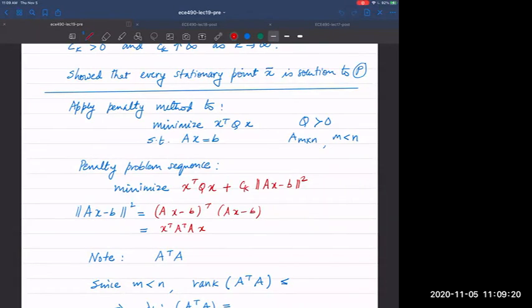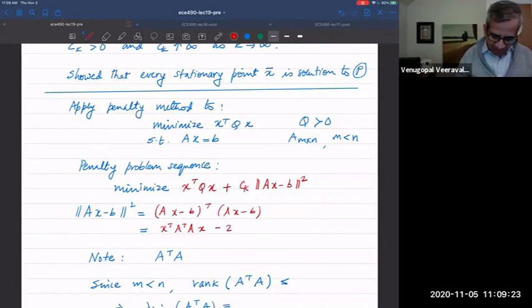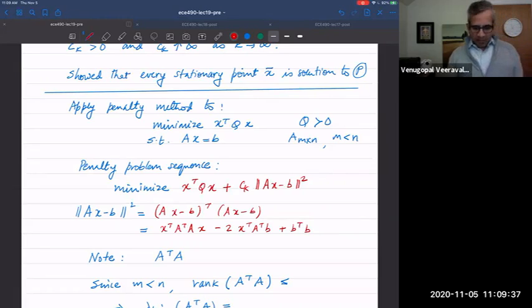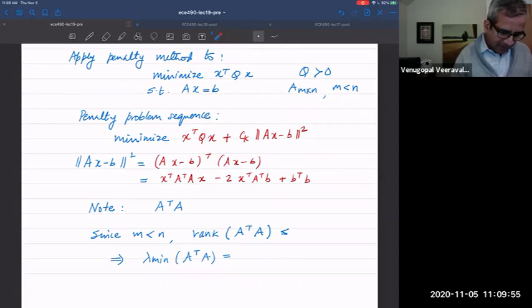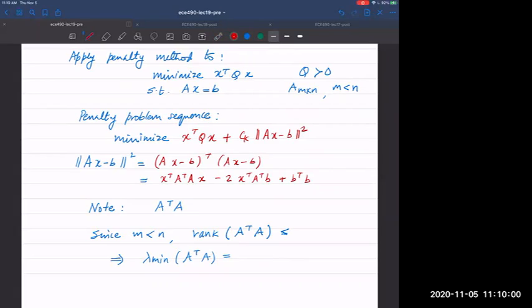Good. Okay. So this is minus 2 x transpose A transpose B for the linear term, and then you have B transpose B from the last term, right? But if you look at this quadratic function, if we look at this term here, this matrix that defines the quadratic, what kind of matrix is it? Is it positive definite or positive semi-definite or what? It's positive definite and it's symmetric.